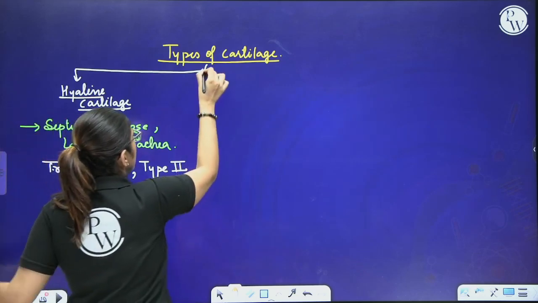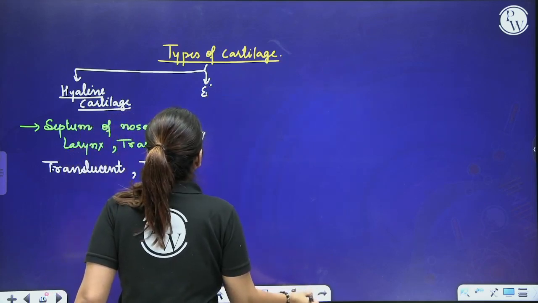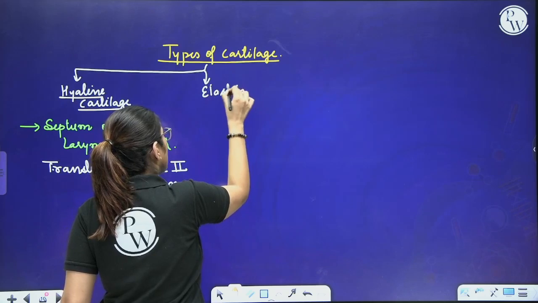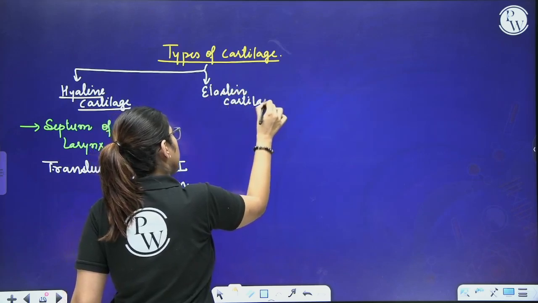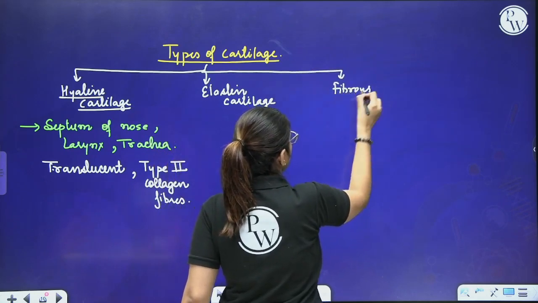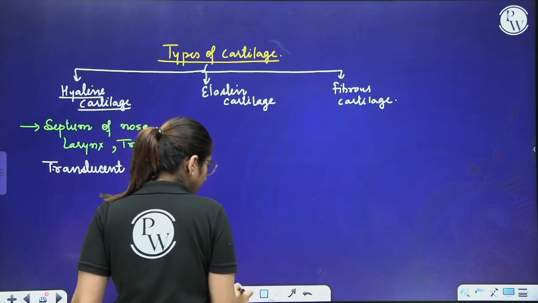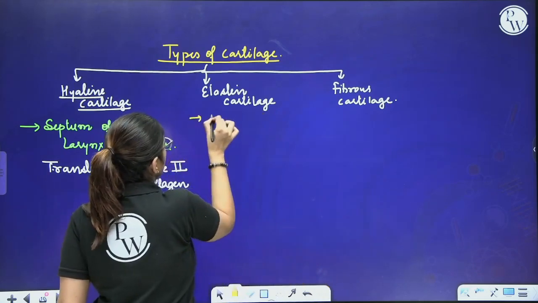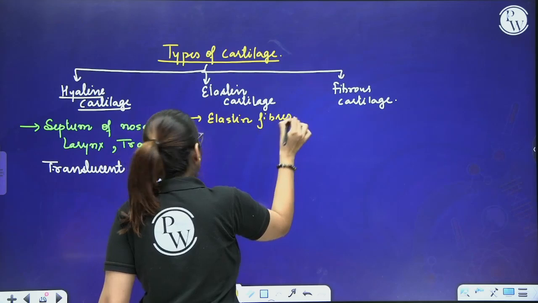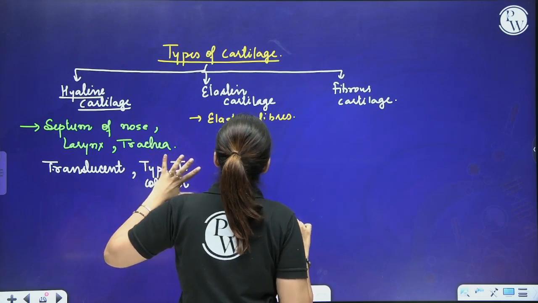Let's talk about the next one, the elastin cartilage. And the next one we have is the fibrous cartilage. So elastin cartilage is that cartilage which has elastin fibers. The name itself indicates that elastin fibers are present. Like I told you, here in hyaline some collagen fibers are present, which are termed type 2 collagen fibers. In the elastin, we have the elastin fibers.